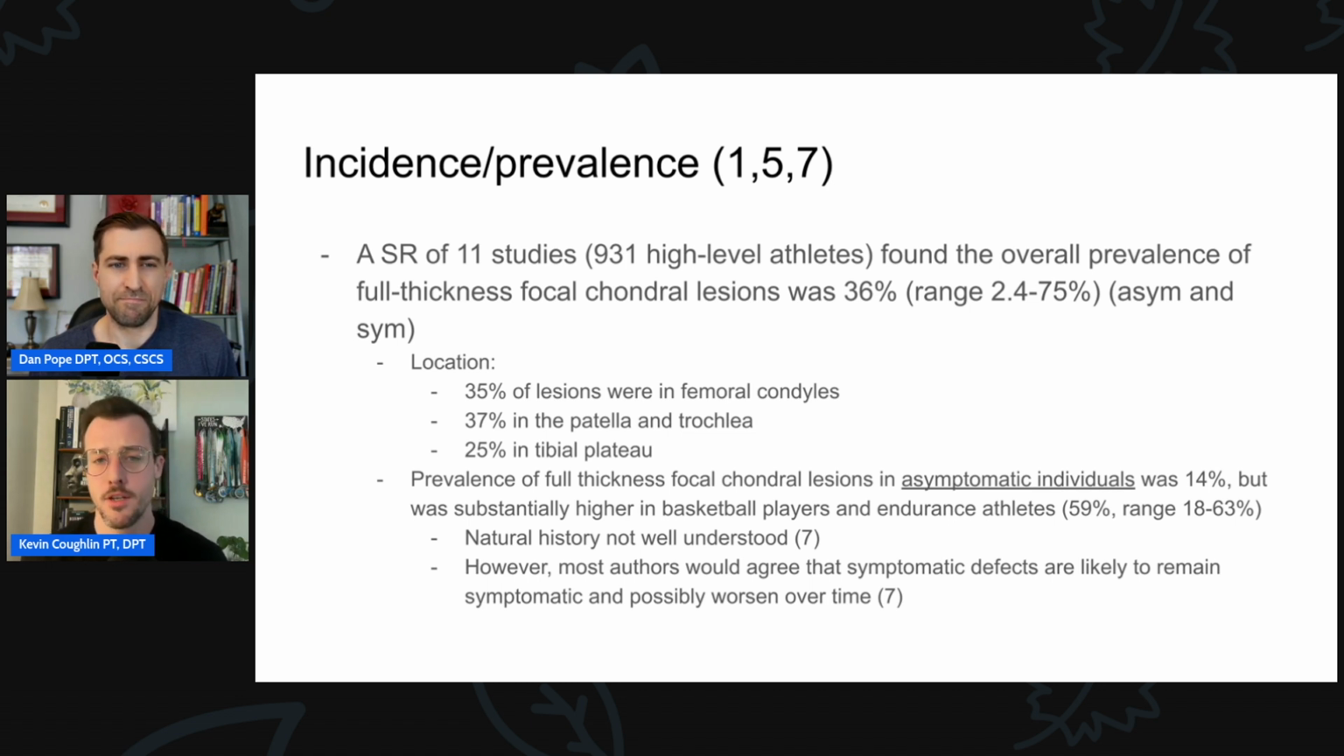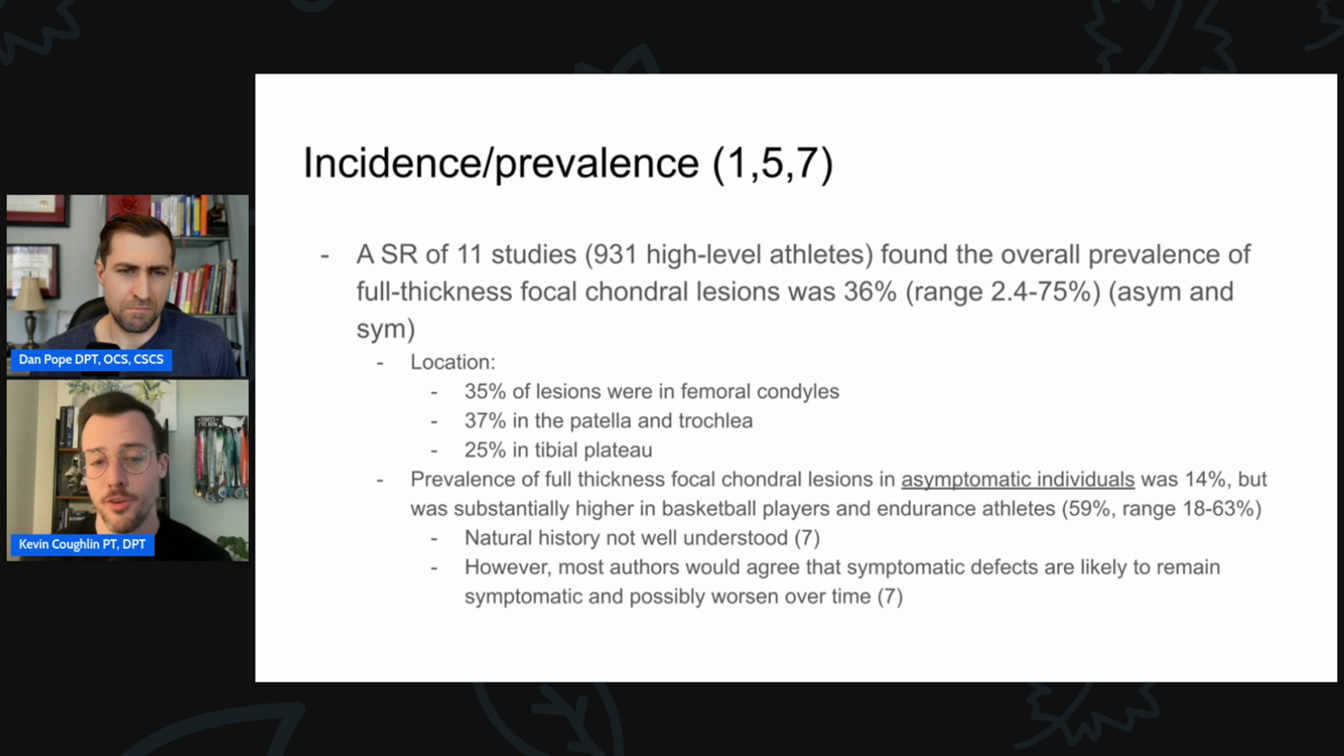In terms of location, where in the knee are most patients getting these? So 35% of lesions were in the femoral condyles, 37% were in the patella or the trochlea, and 25% in the tibial plateau. The prevalence of full thickness focal chondral lesions in asymptomatic individuals was 14%, but this number was substantially higher in basketball players and endurance athletes.